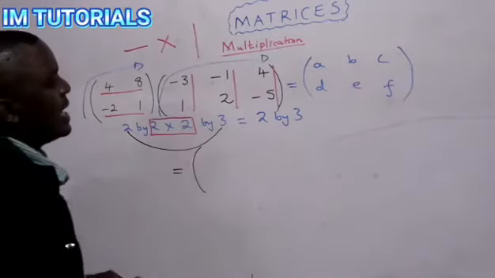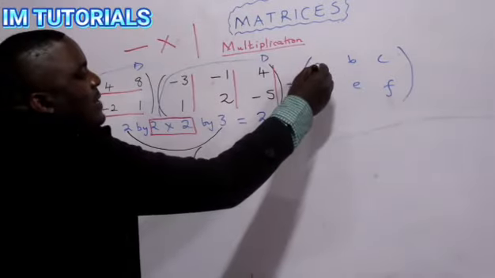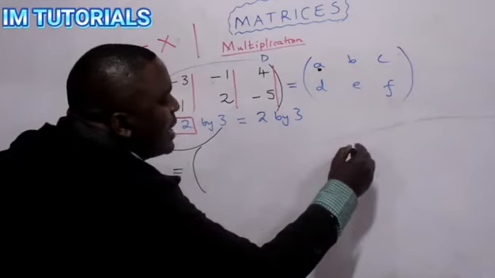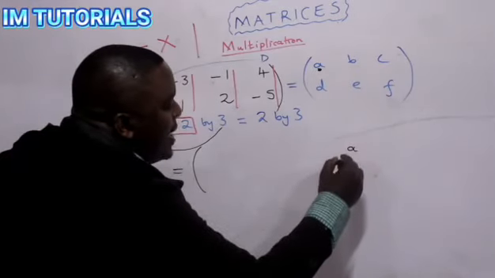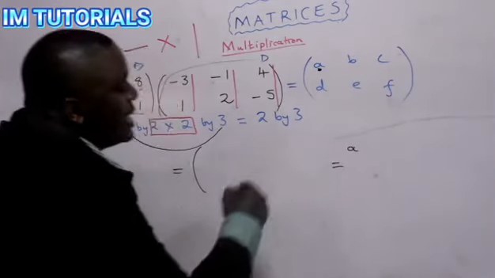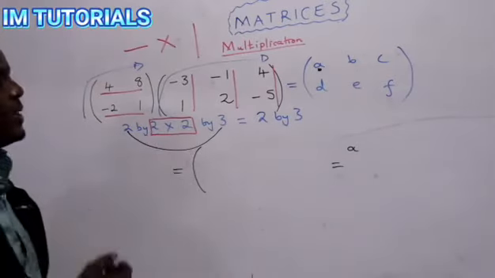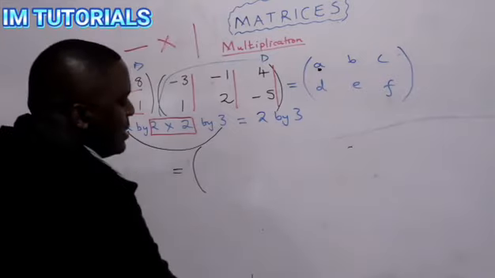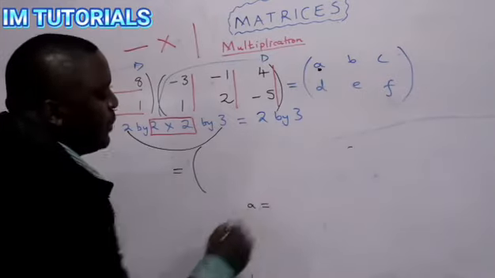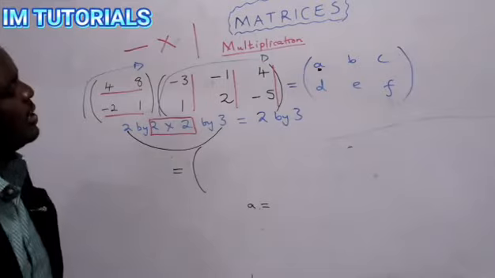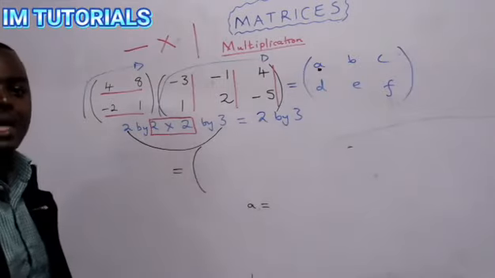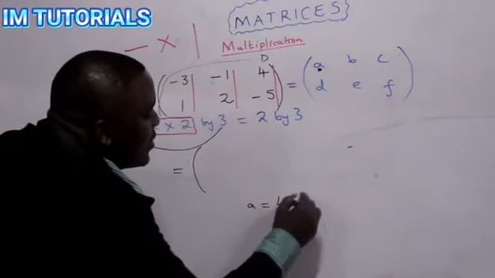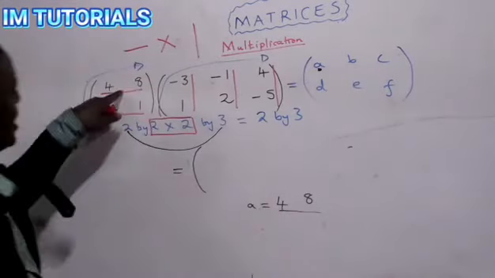So let us start by finding the value of A. Right. So what is the combination that one can use to find A? To find A, you have to study the position of A. A is above, right? So if A is above, it means that I'm going to use the row which is 4, 8. Why?